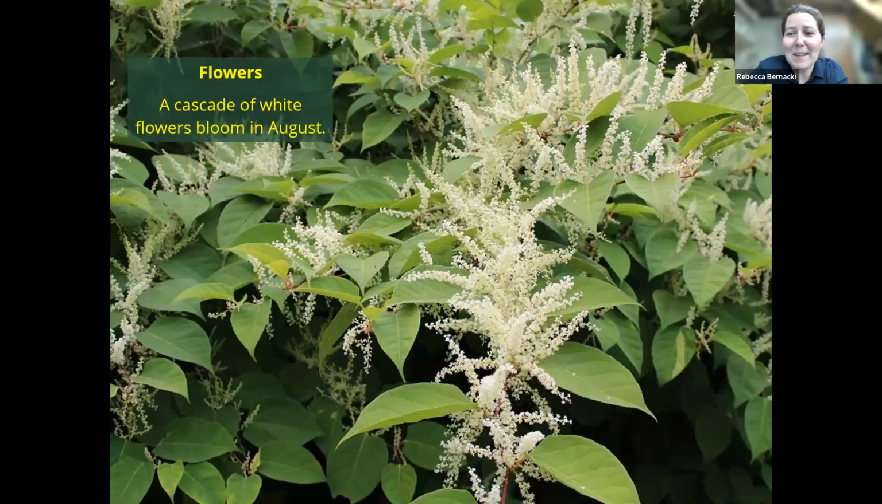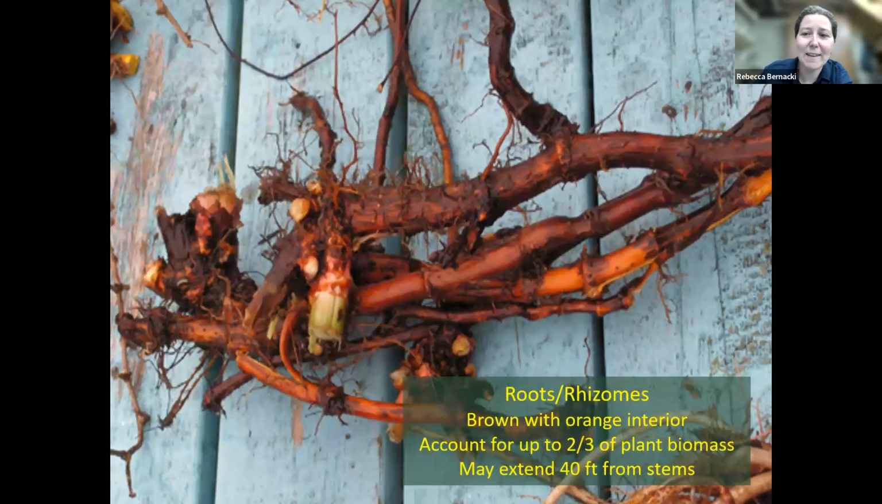For all the bad that we can say about Japanese knotweed, it does have these really, really pretty cascade of white flowers that are a late flower for us. These flowers will bloom in August and September here in the Adirondacks. So from the pretty part of knotweed into the really scary part.